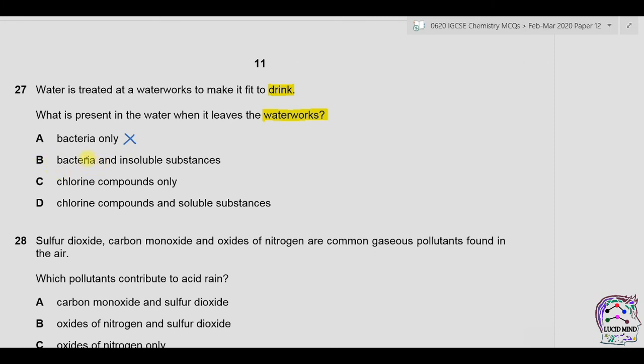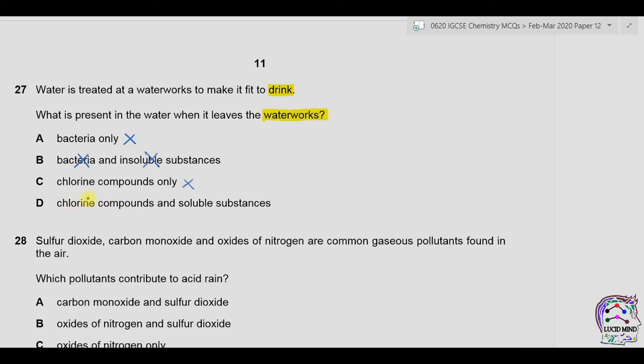B is bacteria and insoluble substances. Insoluble substances are also not present in water. C. Chlorine compounds only. Now chlorine compounds are also present in drinkable water, but these are not the only ones, so therefore it is incorrect.